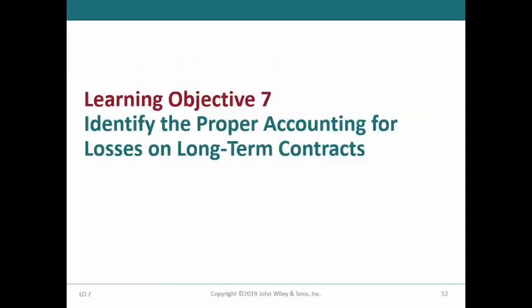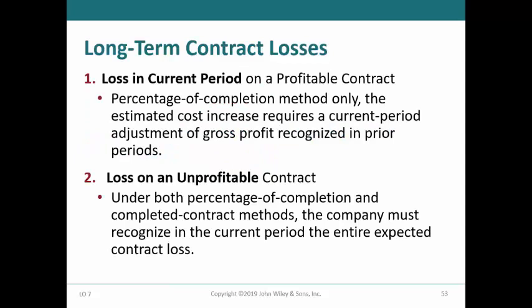In this learning objective, we will identify the proper accounting for losses on long-term contracts. Under percentage of completion, losses on profitable contracts are recorded in the period when they occur, with a current period adjustment of gross profit recognized in prior periods. No losses are recorded for profitable contracts under the completed contract method. However, when the overall contract is deemed to be unprofitable, losses are recognized in the current period for the entire expected contract loss under both the percentage of completion and the completed contract methods.